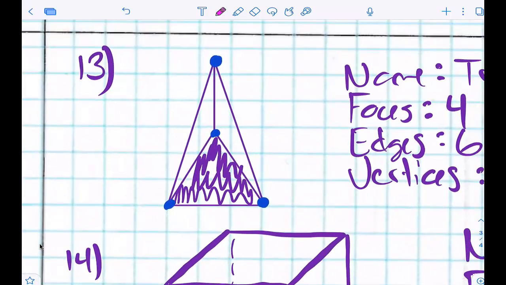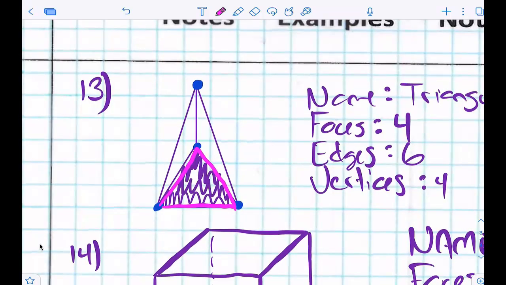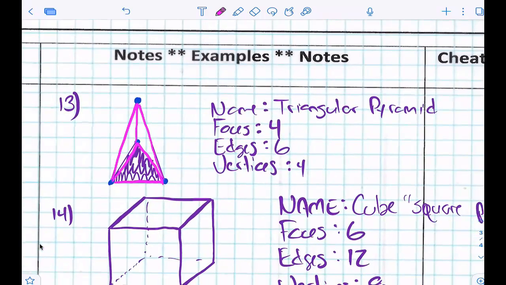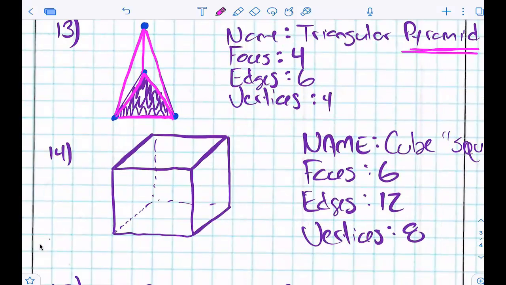Okay. Does this have parallel, opposite, and congruent bases? No. It does have 1 base, though, doesn't it? Yes. And then all of the edges on the side and all of the faces on the side go up to a single point. So it must be what kind of shape? Triangular pyramid. Well, it's a pyramid, and the base is a triangle, right? Yes. Can you also count faces, edges, and vertices on a shape like that? Yes.